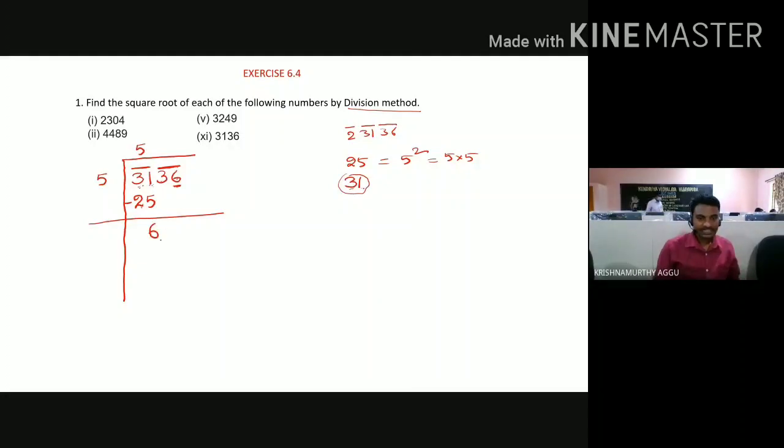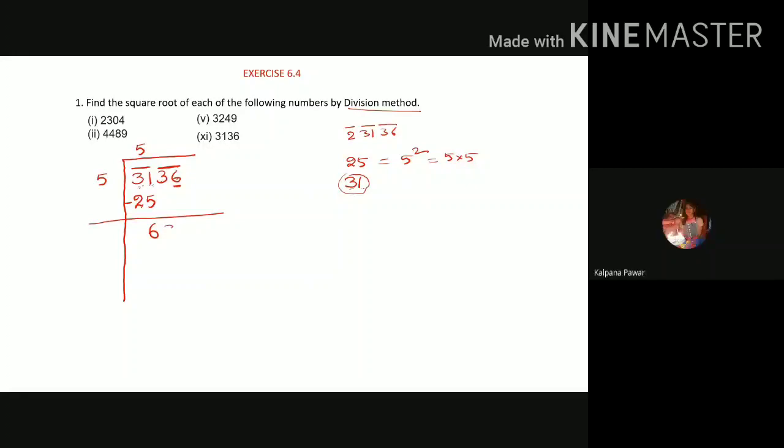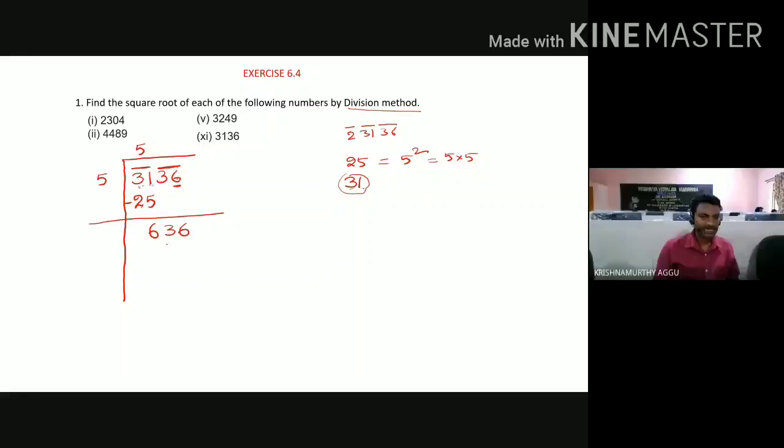After this 6, take the next bar digits. What are the next bar digits? 36. Now the new number is 636. Now come back here. What is the digit you have? 5, sir. 5 double is 10. Write 10 here. Whatever digit is here, you double it and write it here.